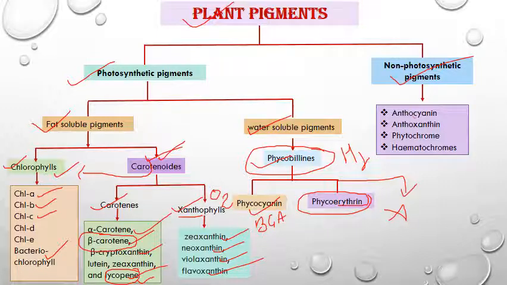Then we have some non-photosynthetic pigments that imparts color to the leaves, flowers, petals, and other plant parts, like anthocyanin, which are produced during autumn or winter season in the leaves. Then anthoxanthin, phytochrome, which is very important pigment related to flowering in plant that we'll discuss later on in our upcoming chapters. Then we have hematochromes that imparts a red color to the plant parts. So this is all about the pigment classification which are found in plants, and they are related with photosynthetic and some other activities.